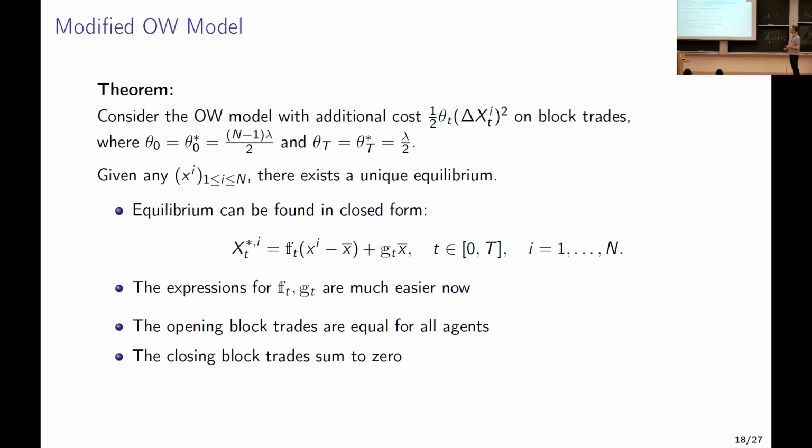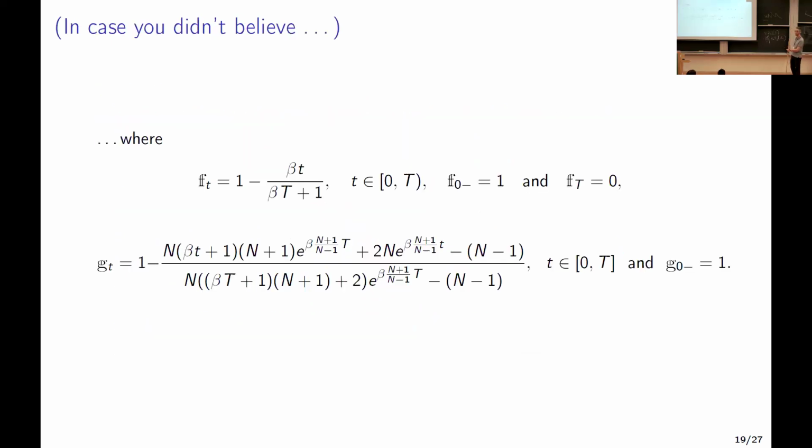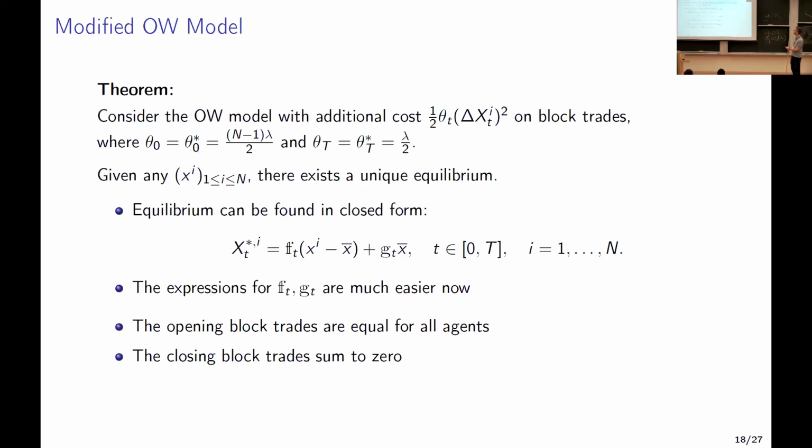Okay, so in this modified model where we have added those strange costs that Stephen kindly found for us, there is a unique equilibrium. It has a similar form as before, except that f and g are now different time-dependent functions, and they're easier now. They're in fact so easy that if I really want to, I can write them down. This is very easy. It's much more tractable.